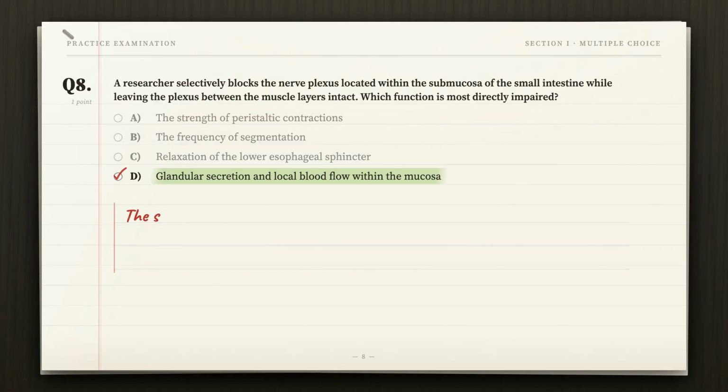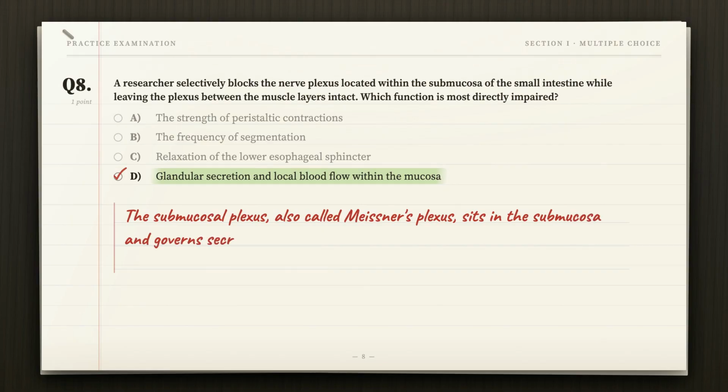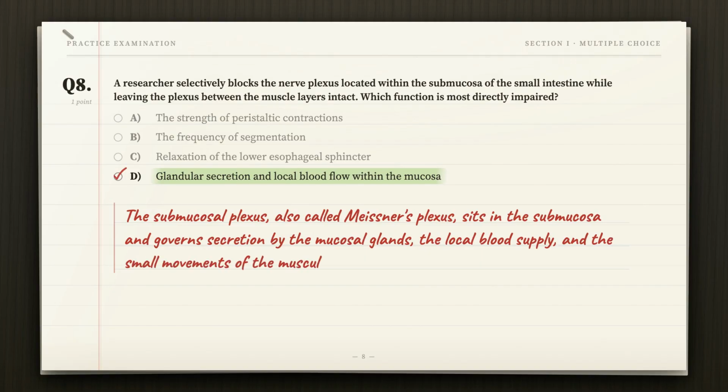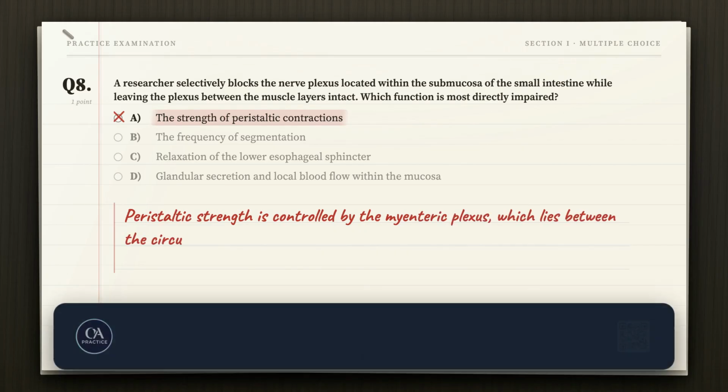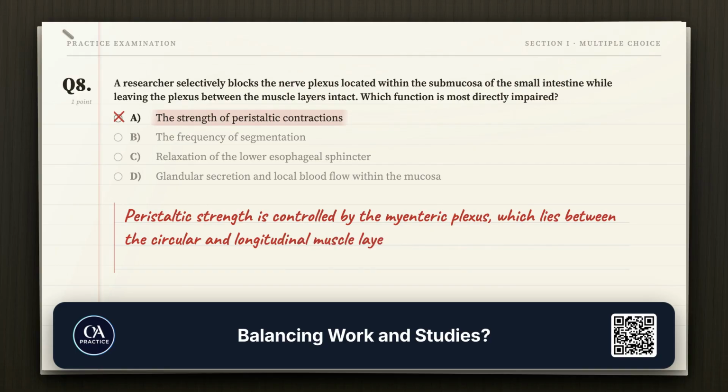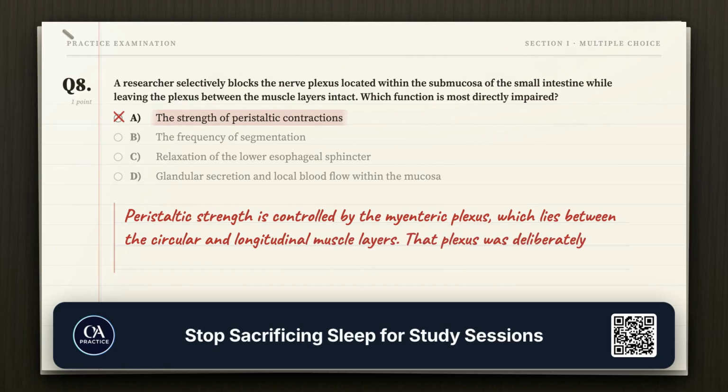D is correct because the submucosal plexus, also called Meissner's plexus, sits in the submucosa and governs secretion by the mucosal glands, the local blood supply, and the small movements of the muscularis mucosae. Blocking it silences secretory and vascular control while motility continues. A is wrong because peristaltic strength is controlled by the mesenteric plexus, which lies between the circular and longitudinal muscle layers. That plexus was deliberately left intact.